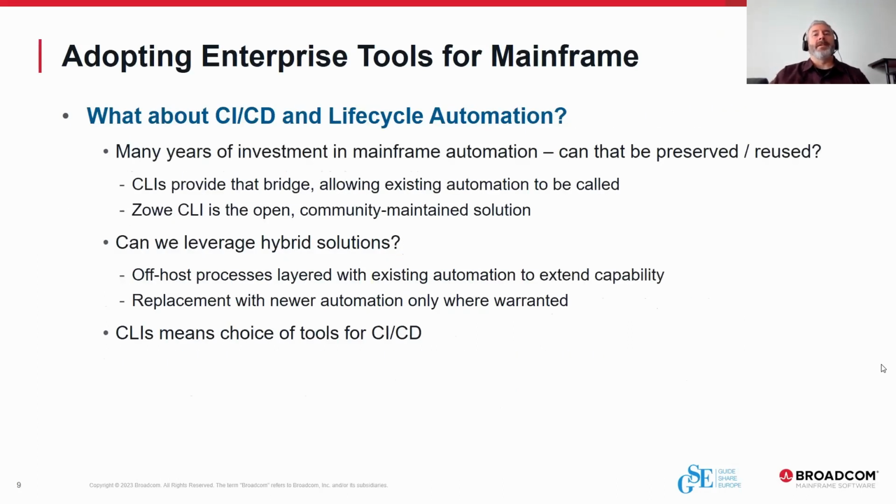CI/CD is another lifecycle automation. I talked about build, but packaging, promotion, all those things need to be considered. And of course, the question is, can you use hybrid approaches to make life a little easier, especially as you're moving towards a Git native future?